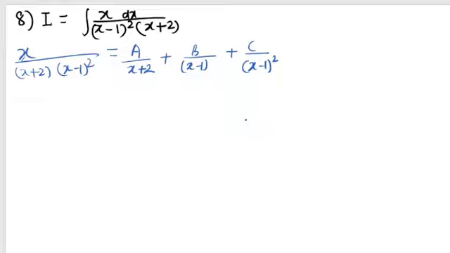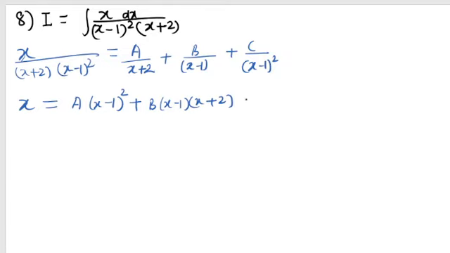Now we need to simplify it. Take the LCM and cancel the denominators. So here it will become A into (x minus 1) whole square, plus B into (x minus 1), which will get cancelled out partly, so 1 x minus 1 will be there into (x plus 2). Now next we need to take C, and in C we have to take (x plus 2).